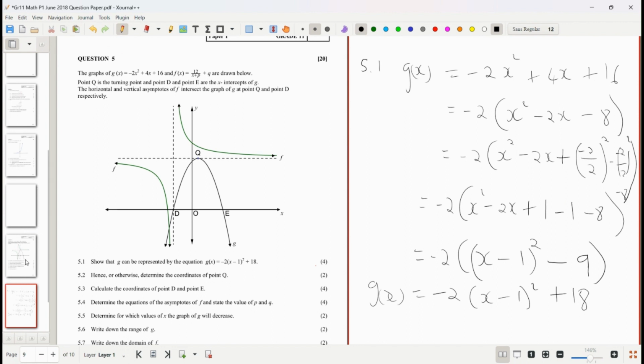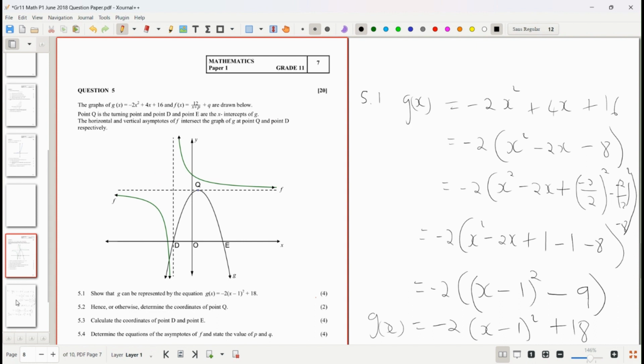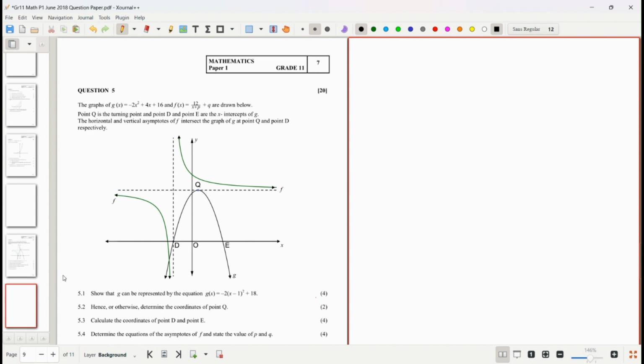The next thing, let's see question 5.2. So question 5.2, they say hence or otherwise determine the coordinates of Q.